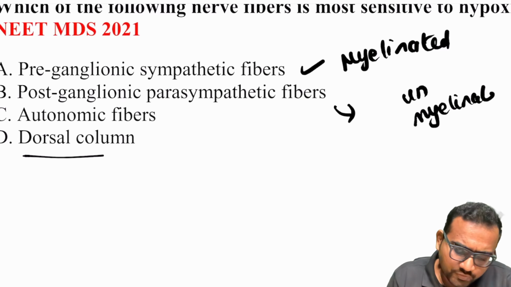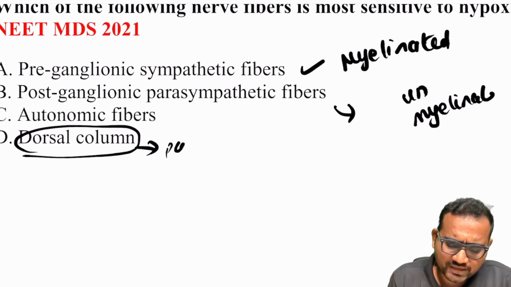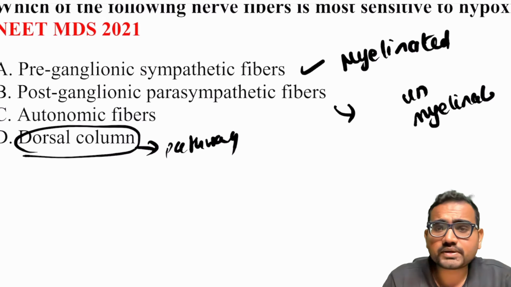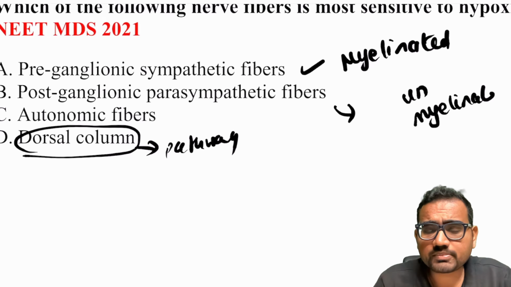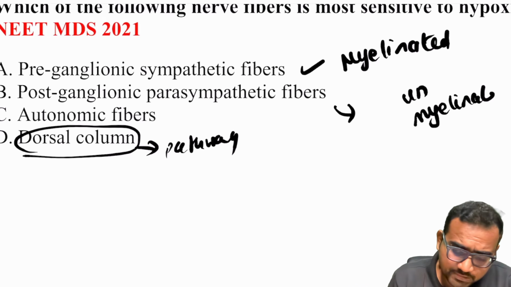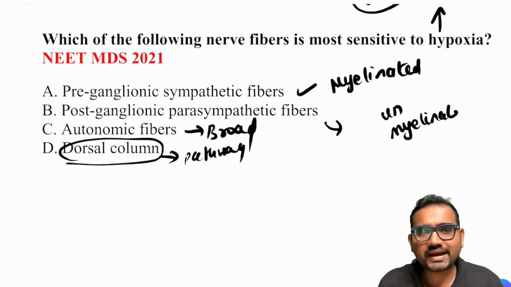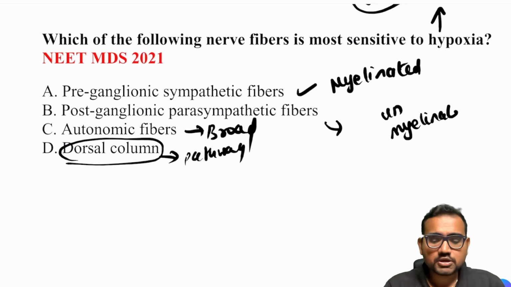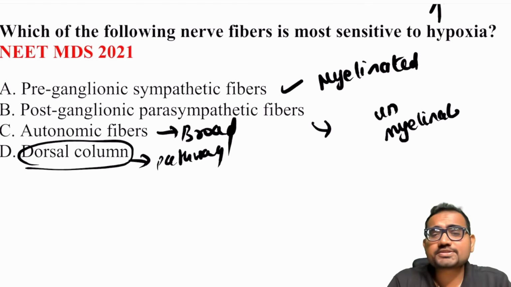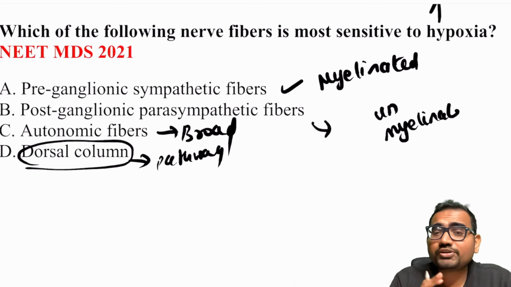And if you look at the dorsal column, it is just a pathway. Okay, this I can easily rule out. It is not a nerve fiber, it is a pathway of the CNS. And autonomic fibers is very, very broad, right? So I'm coming to either preganglionic sympathetic fibers or postganglionic parasympathetic fibers. If you look at the preganglionic sympathetic fibers, as I told you, they are myelinated.